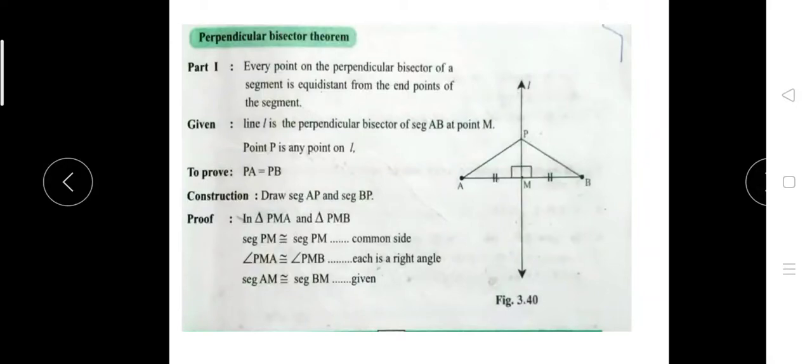Good morning, students. So we are learning a triangle lesson. Okay, so we solve up to 3.3 all the questions as well as the theorem also. Now today also I am going to explain to you the perpendicular bisector theorem. Very simple theorem it is.